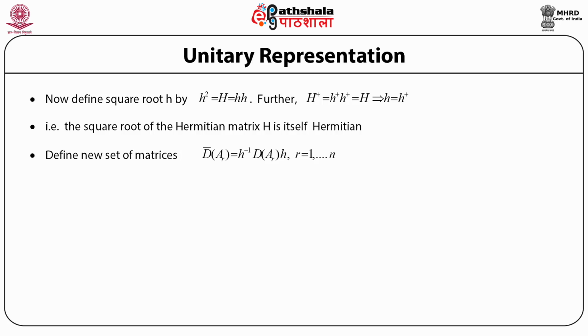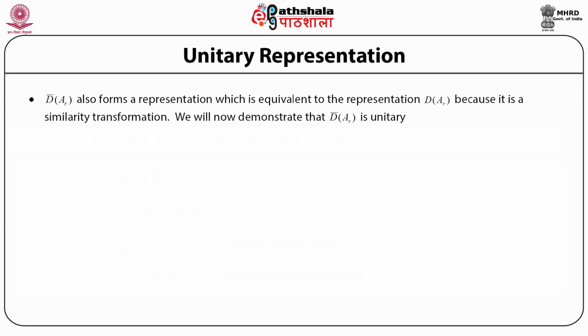Now let us define the new set of matrices D bar A(R) by similarity transformation with this matrix, which is the square root of a matrix. That is, this new set of matrices D bar A(R) are obtained by the similarity transformation h inverse D A(R) h for all R from 1 to N. Now, D bar also form representations which are equivalent to the representation D(R) because they are obtained from similarity transformations. We will now demonstrate that D bar A is unitary.